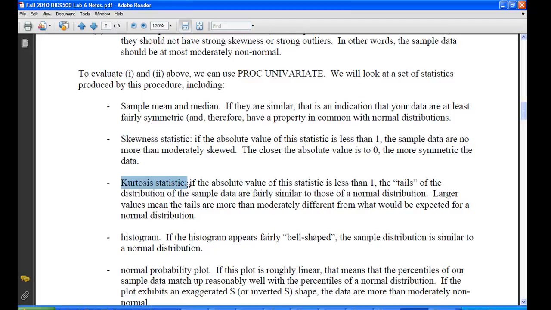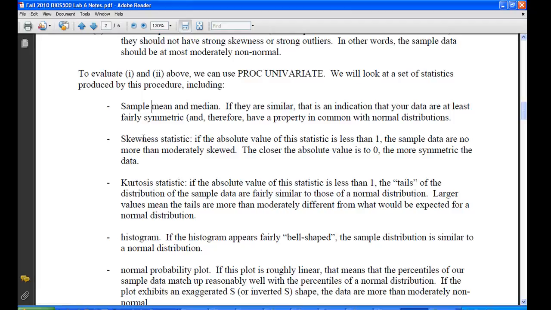Once you get that kurtosis statistic more than 1 in absolute value, then you start to worry. Again, this is a rule of thumb. It's not universally accepted, and actually this rule of thumb is a little bit more problematic at times than the rule of thumb for the skewness statistic, but it should work out okay for most of our data sets, so we're going to go with it.